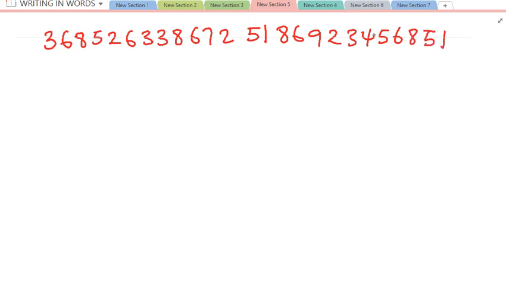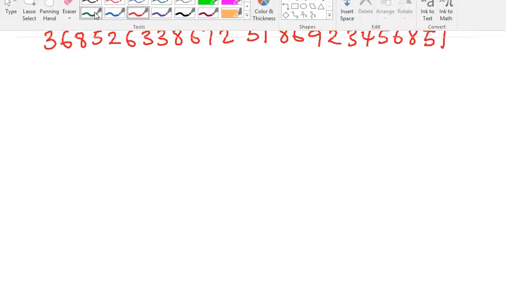3, 6, 8, 5, 2, 6, 3, 3, 8, 6, 9, 2, 3, 4, 5, 6, 8, 5, 1. Is that long? Quite very long, right? But it's very much simple. It's something we can do. So all we just need to do is study our numbers like we just did, unit, tenth and so on, but you don't have to waste that whole time. So the trick I want to show you is just simple.